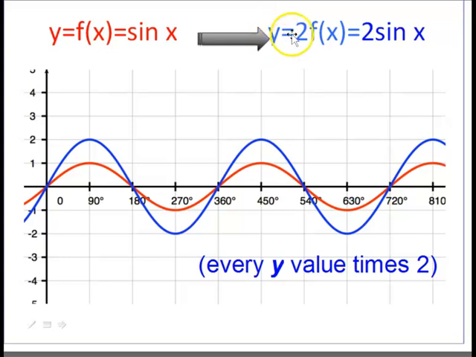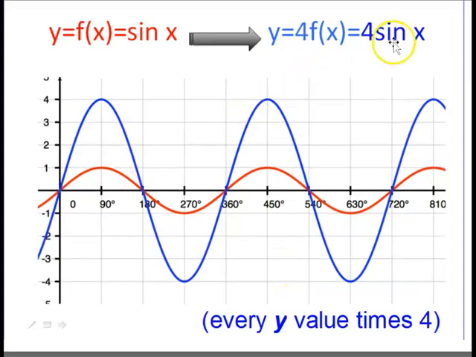So y is equal to 2 f of x, or y is equal to 2 sine x, looks like the blue curve. Notice that the curve still intersects the x-axis at the same places, but now the highest point on the y-axis is 2, and the lowest point is minus 2. So the maximum and minimums have changed. Every y value was multiplied by 2. For 4 sine x, every y value was multiplied by 4. So now our maximum points are 4 on the y-axis, and our minimum points are minus 4.